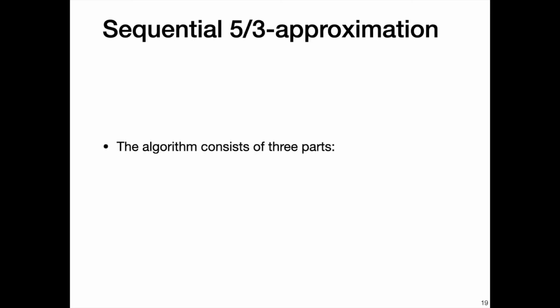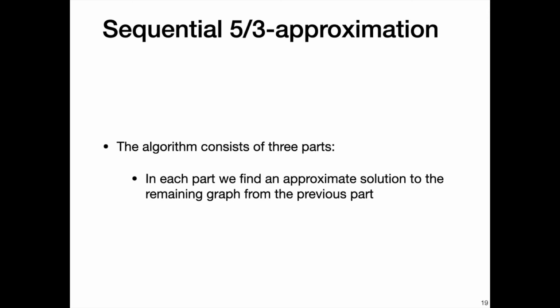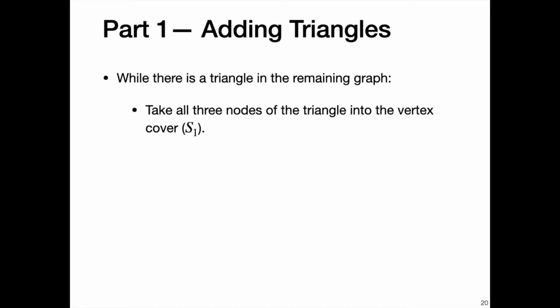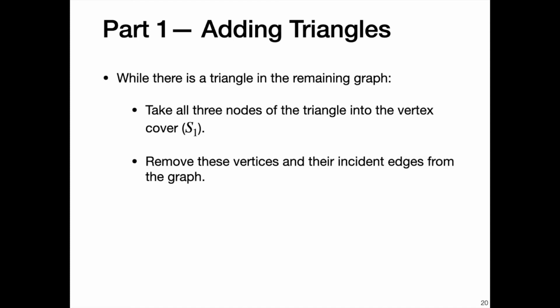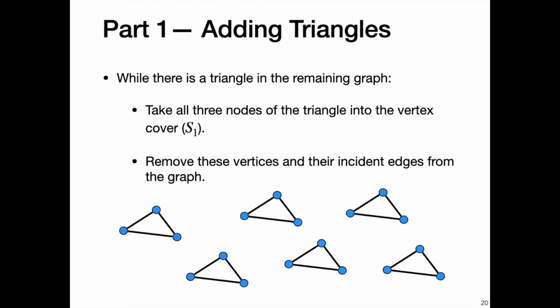The algorithm consists of three parts. In each part, we find an approximate solution to the remaining graph from the previous part. In the first part, we keep on adding triangles. That is, while there is a triangle in the remaining graph, we take all three nodes of the triangle to the vertex cover, which we call S1, and we remove these vertices and their incident edges from the graph. Notice that for every triangle that we add, optimal has to add at least two vertices, and we add exactly three vertices. So our solution will be a 3 over 2 approximation.